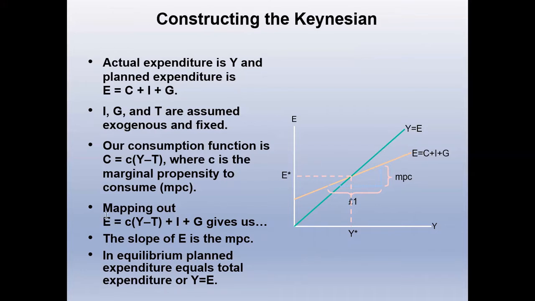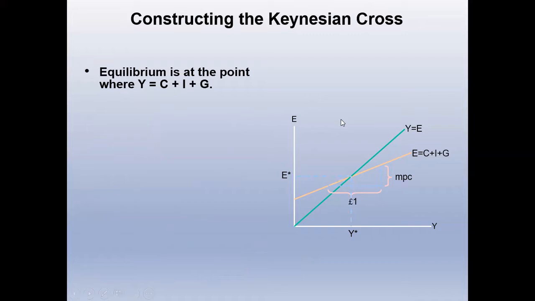So when we look at mapping out the expenditure, the consumption function plus the investment plus the government spending, all of them affect the marginal propensity to consume. And we use the marginal propensity to consume for the multiplier effect. So we start by constructing the Keynesian model for a closed economy, for simplicity in our illustration.